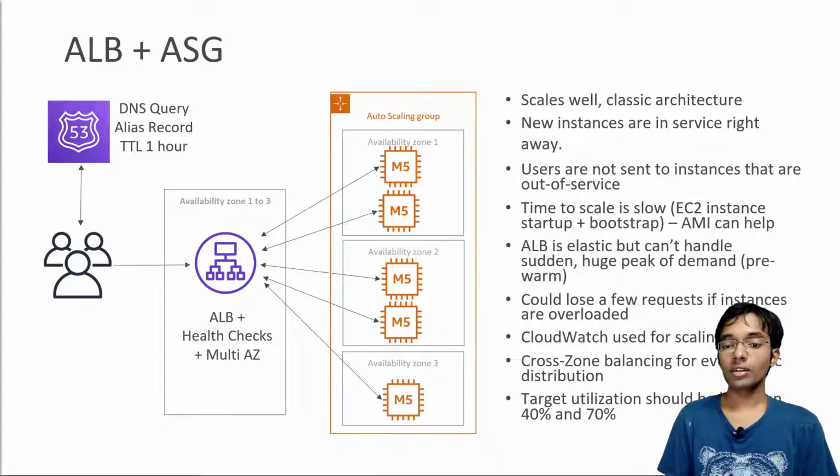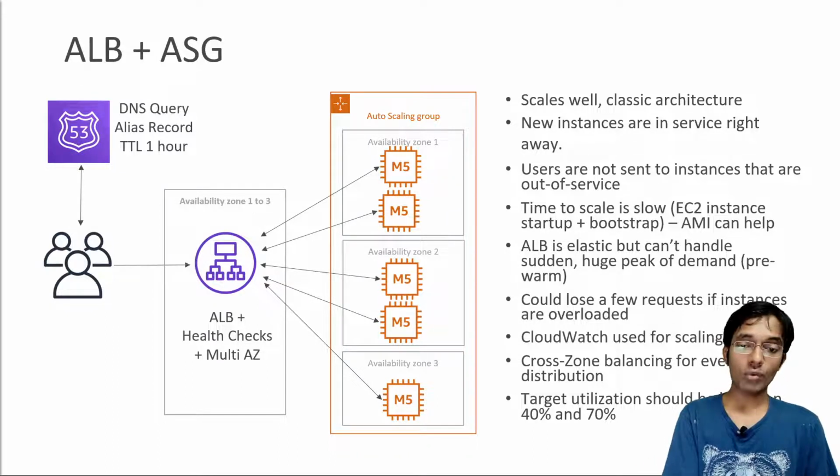The ALB, application load balancer, is elastic, but it cannot handle a sudden huge peak of demand. So you need to pre-warm it if you expect a massive load happening very soon, and in case some instances are overloaded, it's possible that you are losing a request, meaning that your clients have to retry some requests over time in case they don't get through. CloudWatch can be used for scaling the auto scaling group, and we have seen there is cross zone load balancing, if you want to evenly distribute across all AZs from the load balancer.